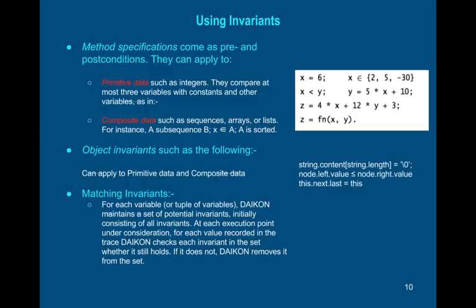For the matching invariants, for each variable or tuple of variables, DAIKON maintains a set of potential invariants, initially consisting of all invariants at each execution point under consideration. For each value recorded in the trace, DAIKON checks each invariant to see whether it still holds. If it does not, DAIKON removes it from the set.